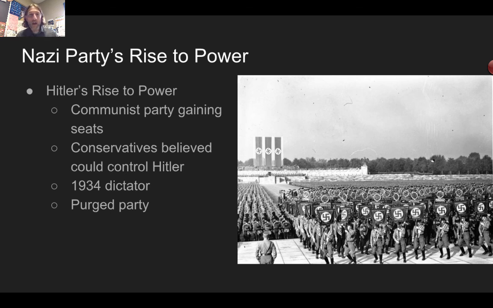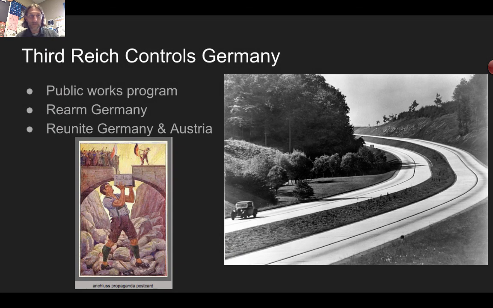What they don't realize is that once they give him the reins, he is going to, within a year, become dictator. And then what he does is, like Stalin, he's going to purge his party of all those people who he doesn't think are true blue, 100% believers. And those people he's going to get rid of. Anybody that he sees as a potential threat or rival, he's going to get rid of. And that's what's going to happen over the course of the next several years.